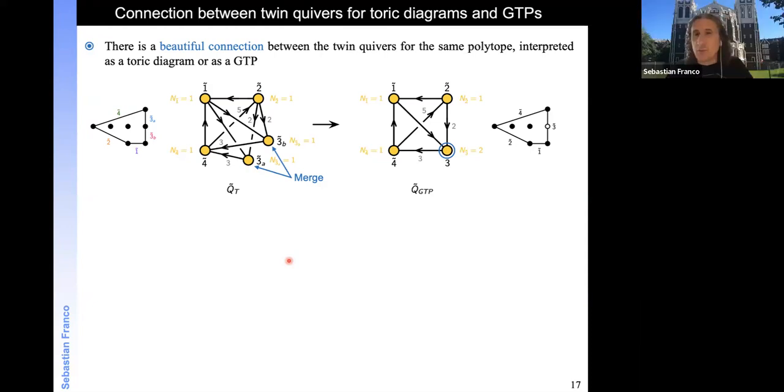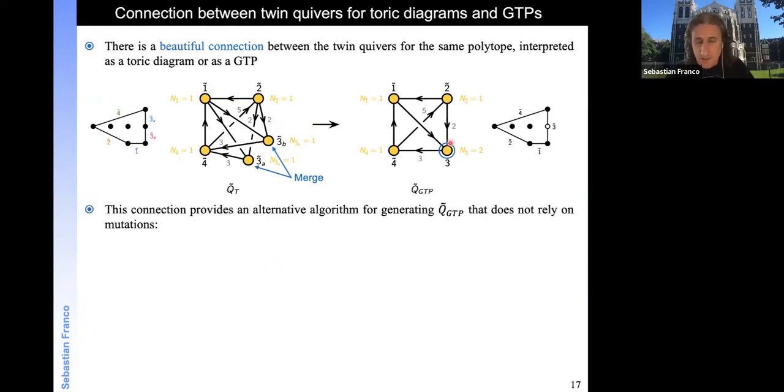So these are the two quivers, and you see that the connection is, you merge these things, which gives you an alternative way or algorithm to construct the quiver tilde for the GTP without using mutations. Because this way I had to land on this polytope by mutating something else. I had to build the brane tiling or the BFT for that theory. I had to untwist, and then I had to mutate.